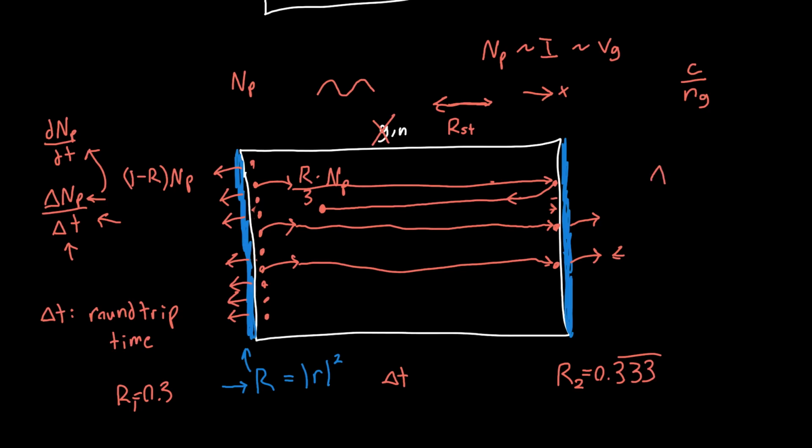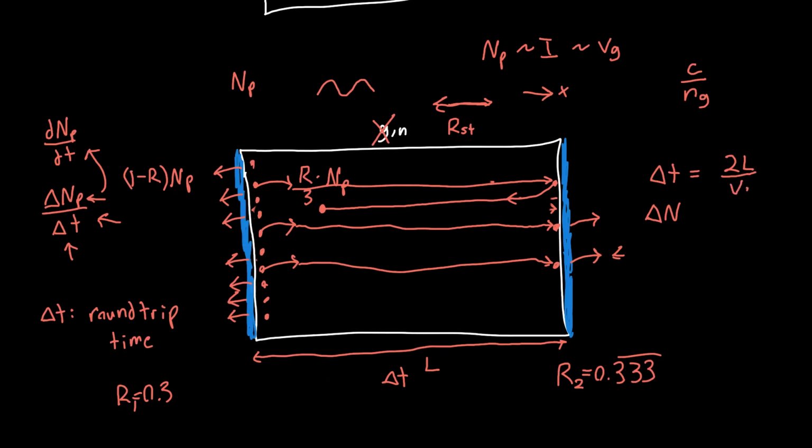So now what is that round trip time, delta t, and what is the change in the number of photons, delta n? Well, delta t is fairly simple, because we know the total length the photon has traveled. So it traveled 1 entire length of this cavity, and then back again. So the total length that it traveled was 2 times the length of the cavity. And its velocity, we just said, was the group velocity. So this is the total time that it takes a photon to make a round trip. And now what's the change in the number of photons?